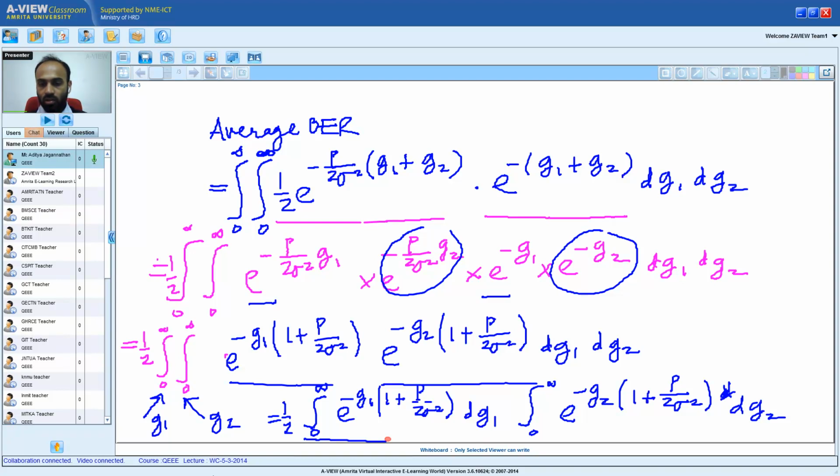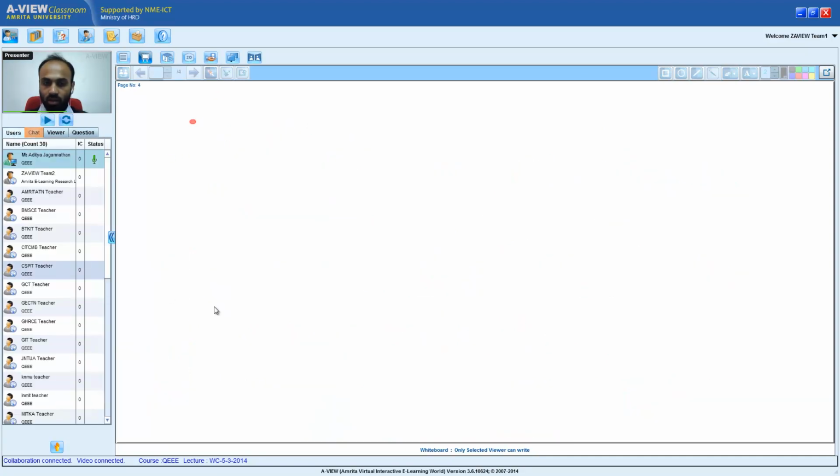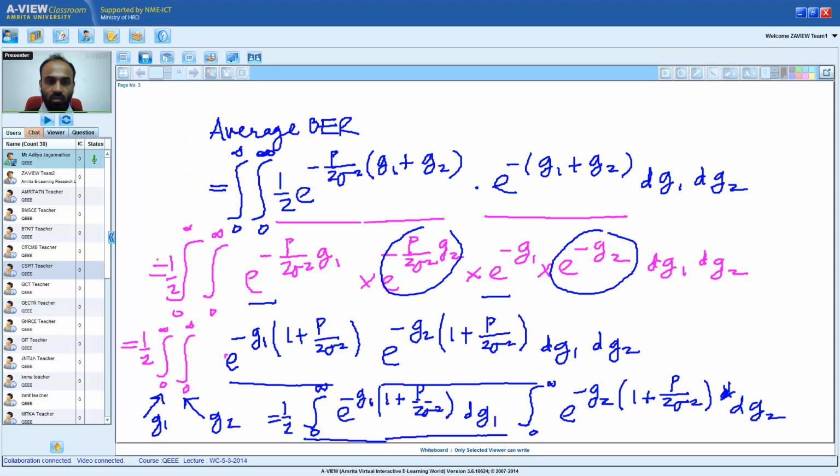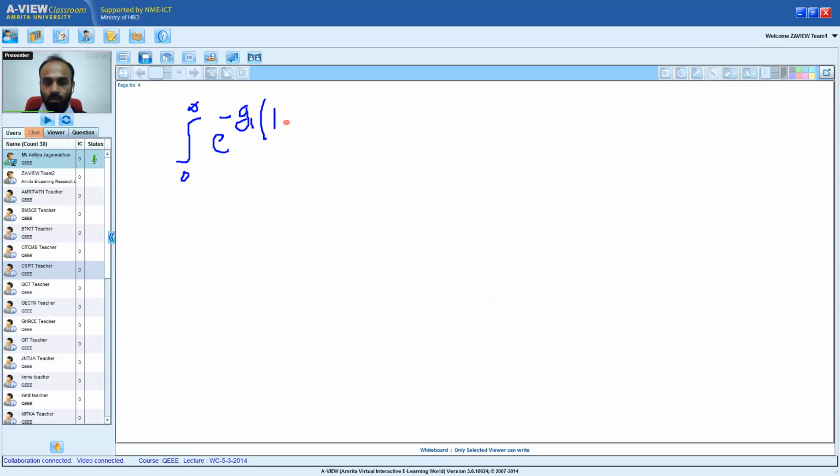So my question is, what is the integral from 0 to infinity of e to the power of minus g1, into 1 plus P over 2 sigma square, dg1? Now if you look at this, this is of the form integral from 0 to infinity of e to the power of minus ax dx.